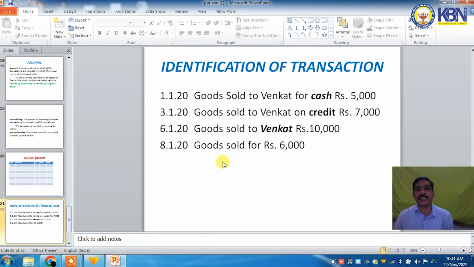Whether it is a cash transaction or a credit transaction, four points should be noted. First, if the given transaction is a cash transaction or a credit transaction, verify whether the word cash is given or not. If the word cash is given in the transaction, it is a cash transaction. If the word credit is given in the transaction, it is called a credit transaction. But what if there is no information about cash or credit?